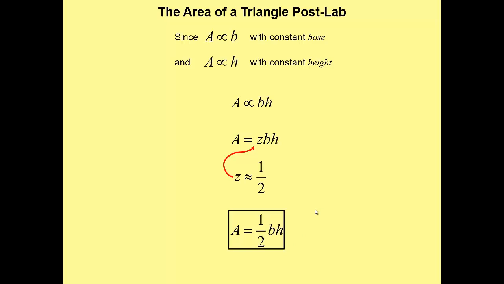So I hoped you enjoyed this very long PostLab in which we determined the area of a triangle math model: 1/2 base times height.